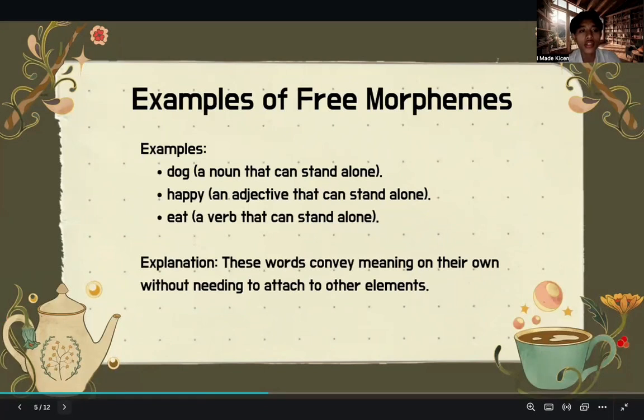Okay, the next slide is examples of free morphemes. Examples: dog, a noun that can stand alone. Happy, an adjective that can stand alone. Eat, a verb that can stand alone. Explanation: these words convey meaning on their own without needing to attach to other elements.